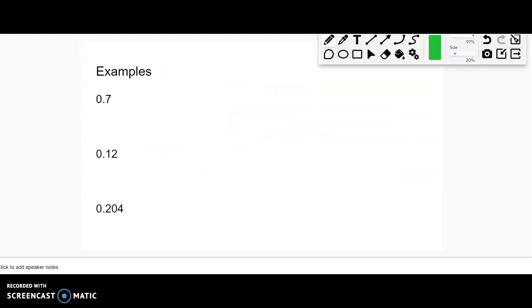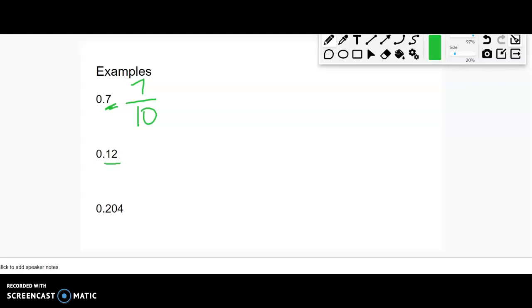Some examples. Okay, how would I say that number? Well, what place is it in? It's in the tenths place, so I know it's 7 tenths. Also it ends in the tenths place, so I know my denominator is going to be 10. Can I simplify it? No, I cannot. There's nothing I can divide them both by.